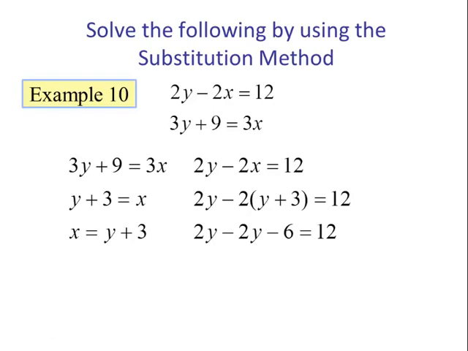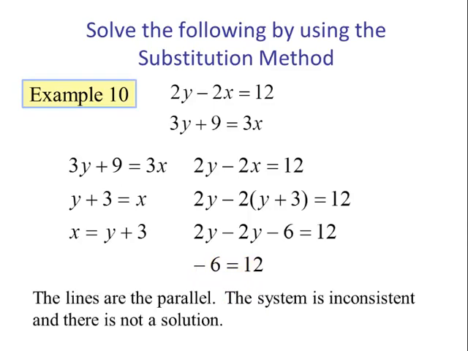2y minus 6 equals 12. Combining like terms, these cancel. We're left with negative 6 equals 12. That's a false statement, so we know that the lines are parallel. We say the system is inconsistent and there is not a solution.